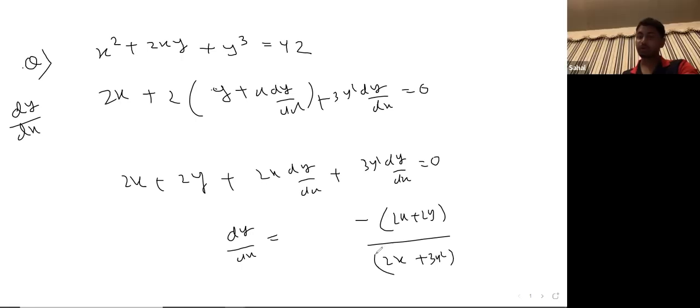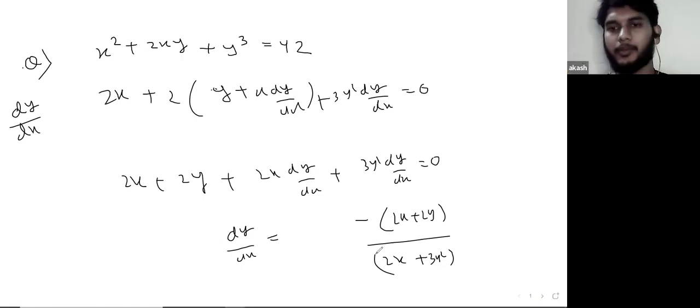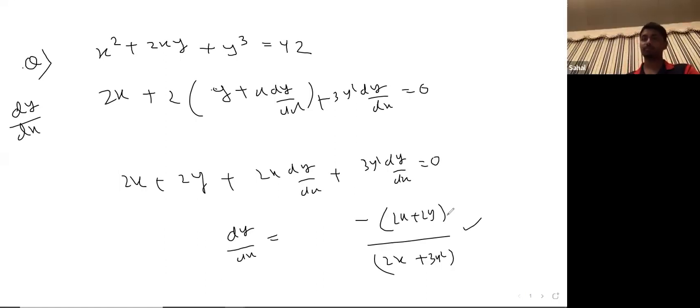Is it okay if I wrote minus 2x minus y? Absolutely, no issues there. As long as the answer matches, there is no issue with the writing format. All right, I hope this is clear, Sahal.